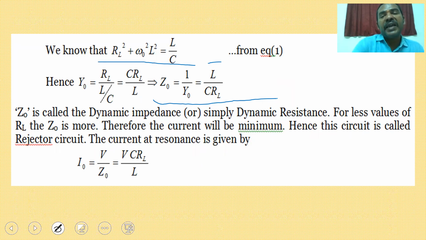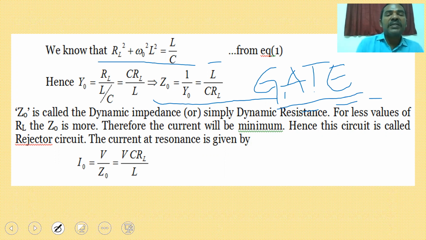So in GATE they will ask practical circuits in most cases. So what is the dynamic resistance for a circuit with resistance, inductance, capacitance, they can give. At that time you have to go for Z naught equal to L divided by C times of RL. And under resonating condition, V by Z naught, that is V into CRL divided by L. So this is your practical circuit.